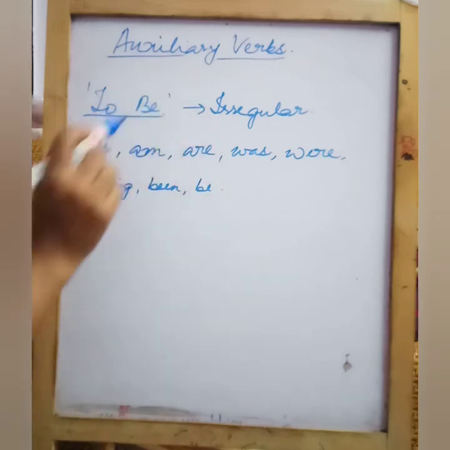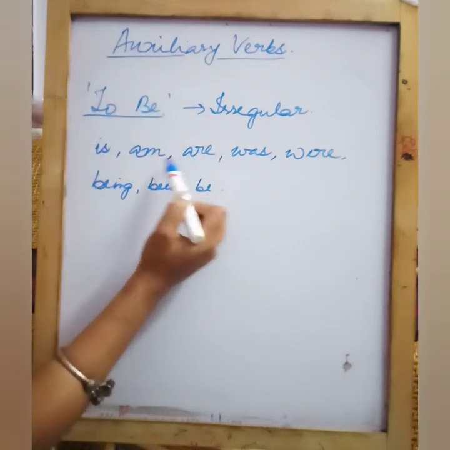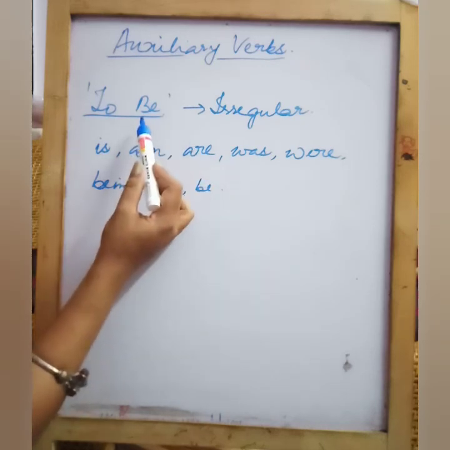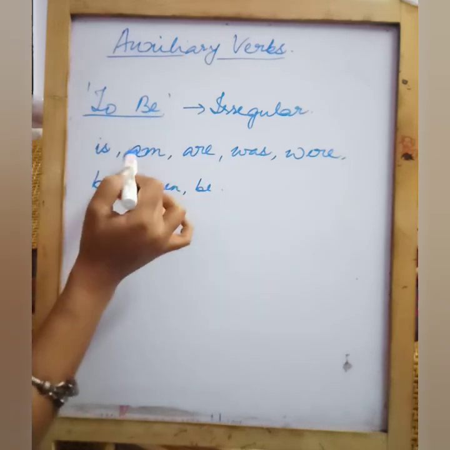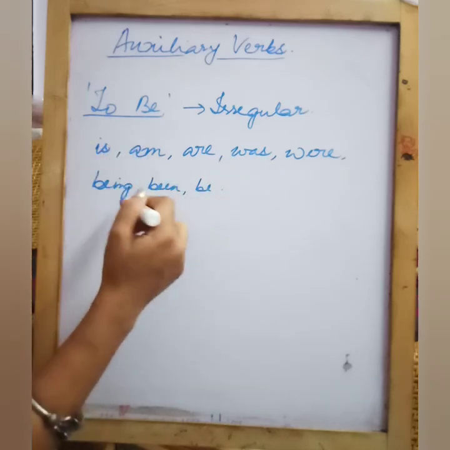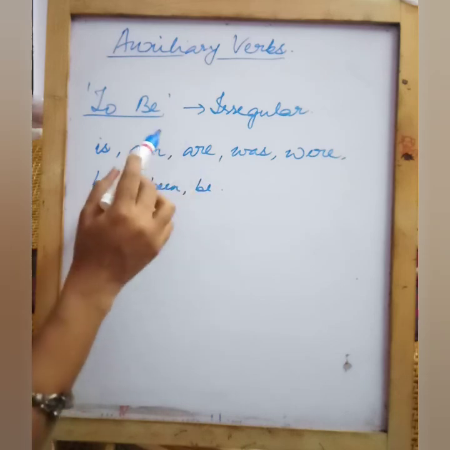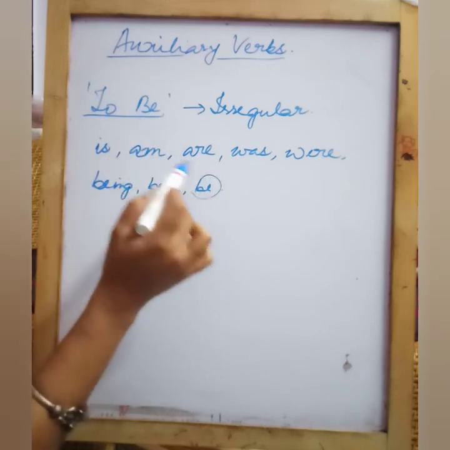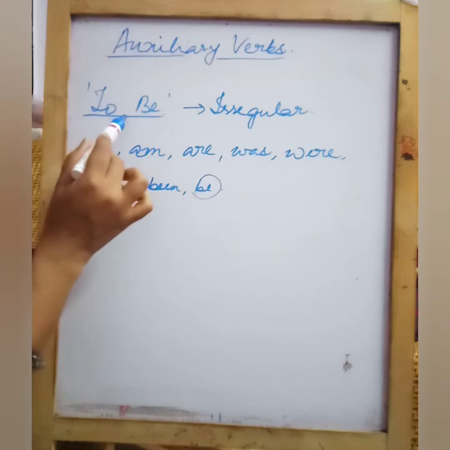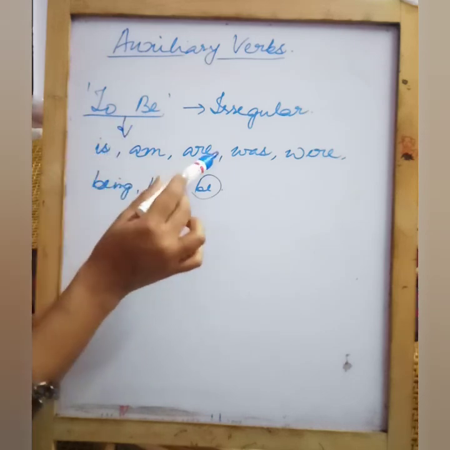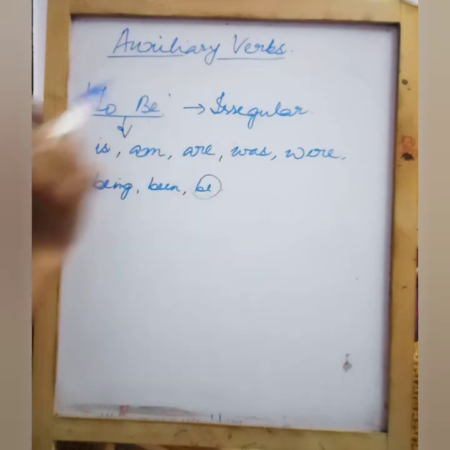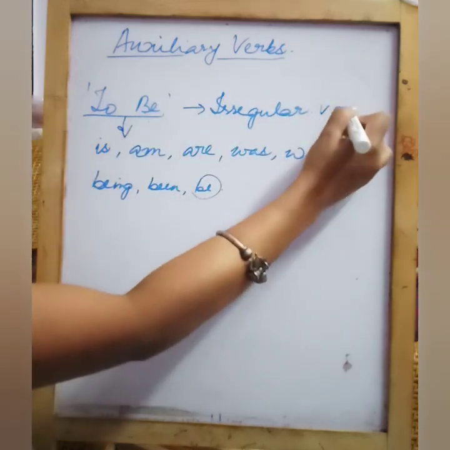So why are they called irregular? Because there is no similarity between these forms and the main verb, isn't it? The main verb looks different, be, whereas the forms are is, am, are, was, were, being, been and be. So apart from this, all these are dissimilar, not similar, isn't it? Not similar with the parent. You can say these are the children or the kids who are not similar to the mother. So hence they are known as irregular verbs.